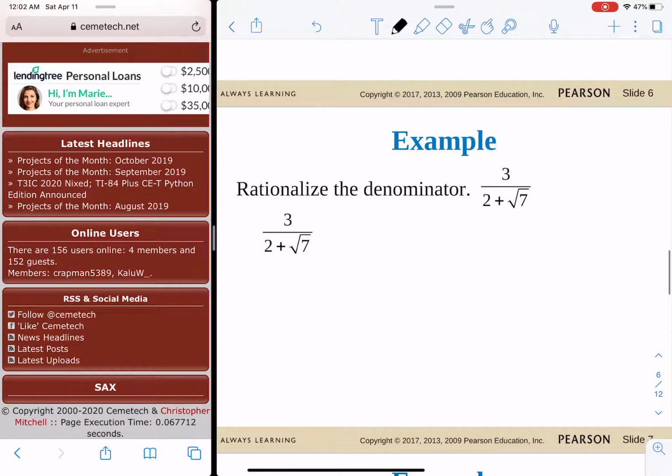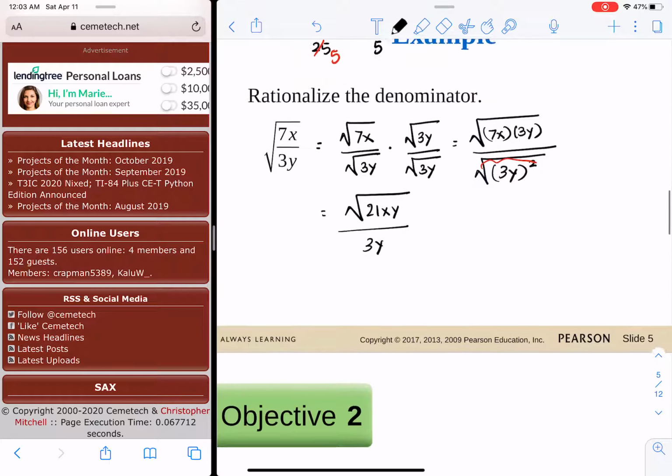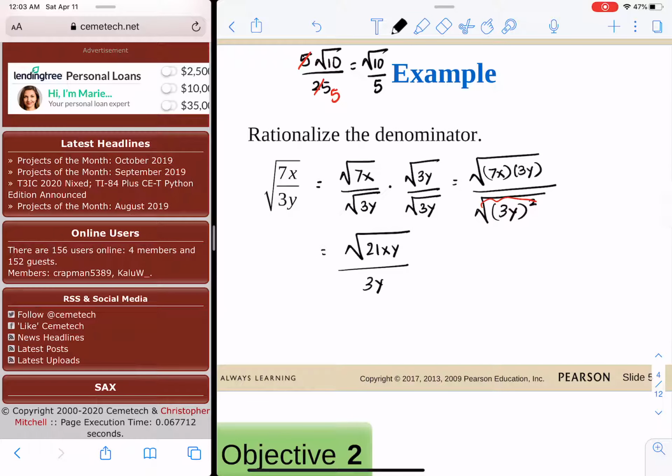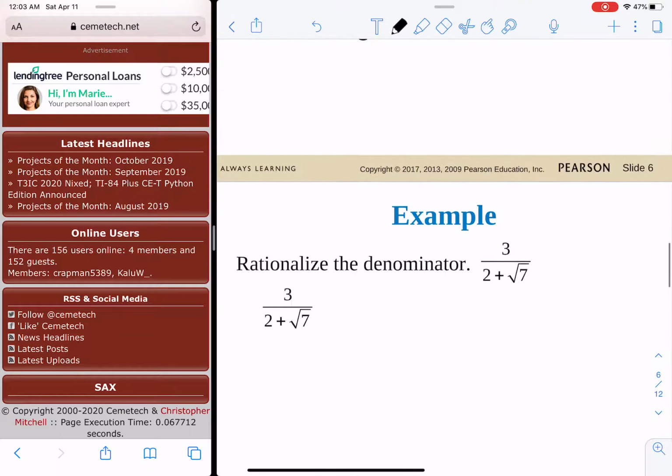So here is an interesting case. Every single problem that we did earlier simply had one term. But if we have two terms in the denominator, we can't simply multiply and divide by the denominator like we did previously. So here I looked at the denominator, it was square root of 3y. I multiplied and divided it by square root of 3y. But I can't do that here.